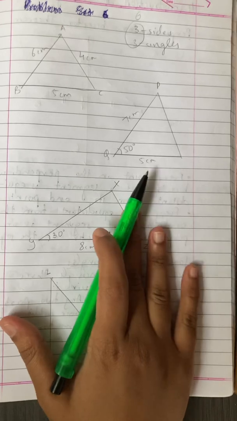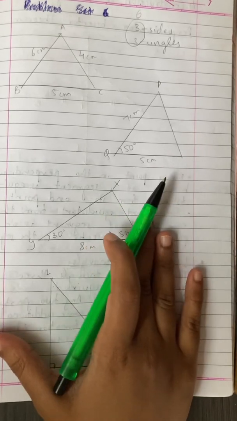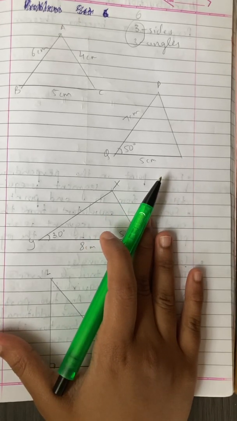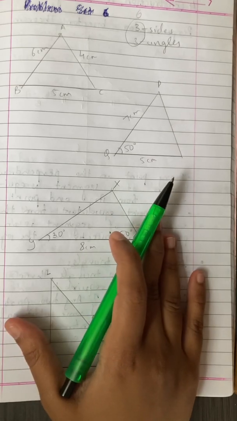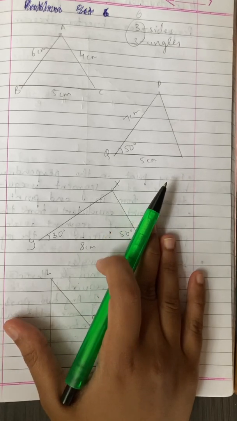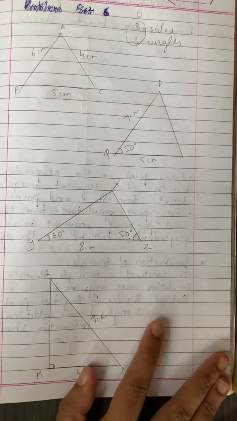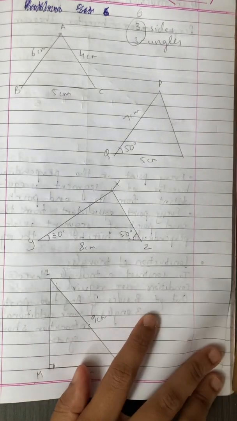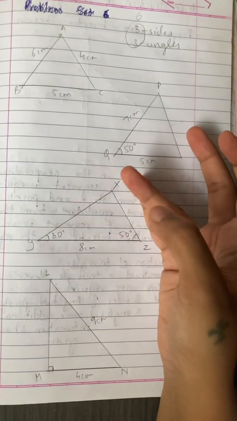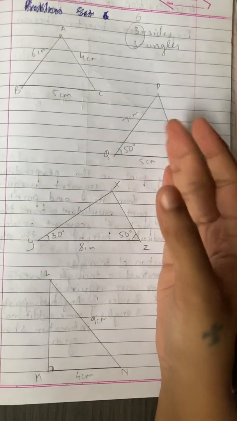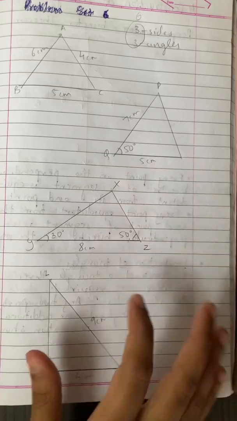In standard 9th you have a slightly higher level of construction, which is actually very easy, but you should know the properties as well as the previous concepts: how to use the compass, how to use the protractor, how to use the scale, and everything to do the construction.